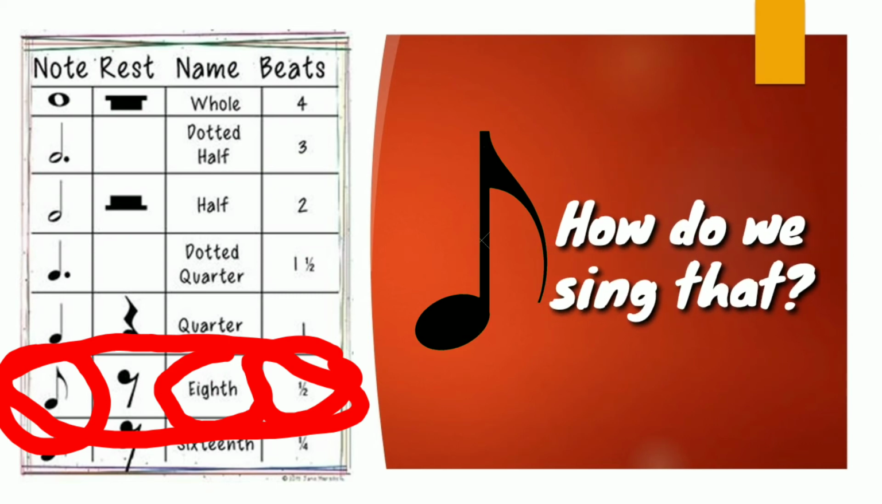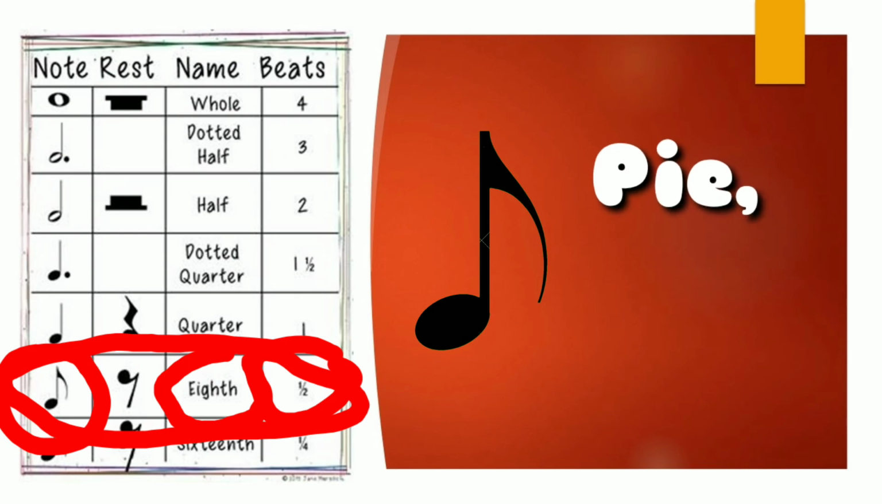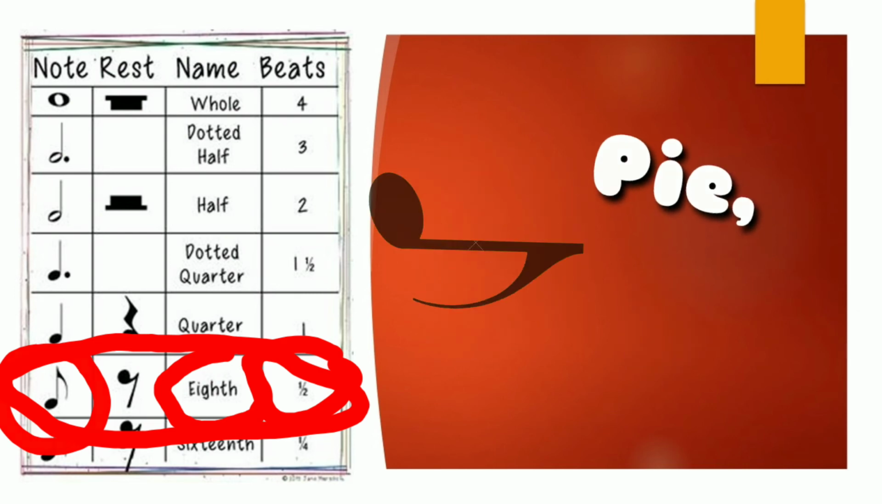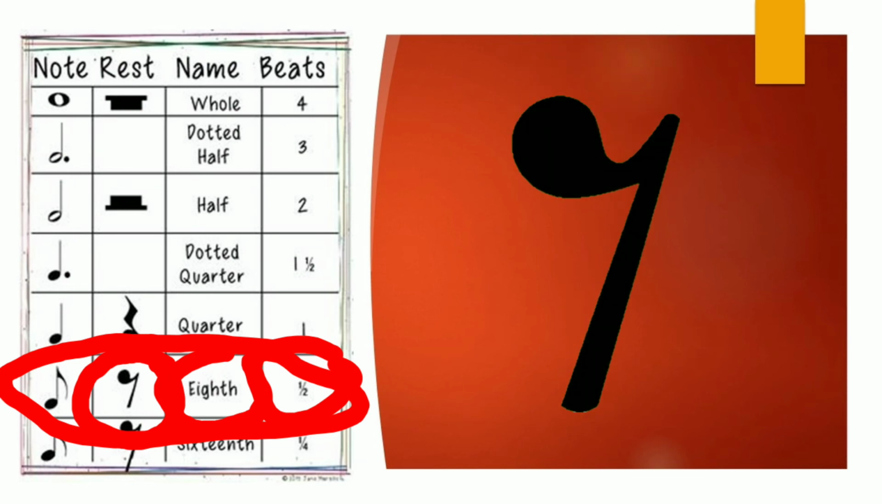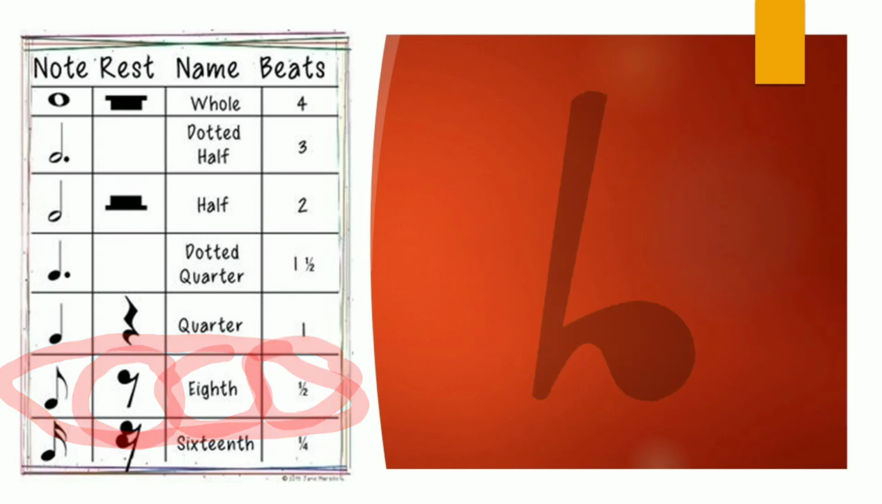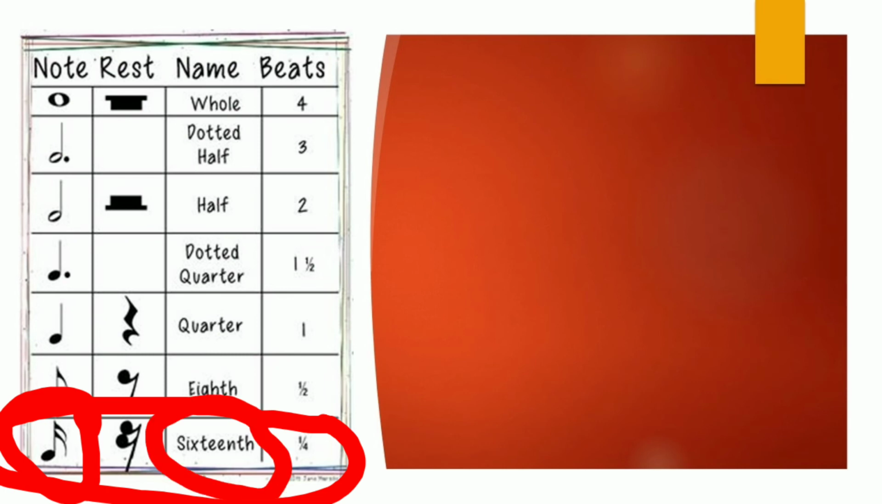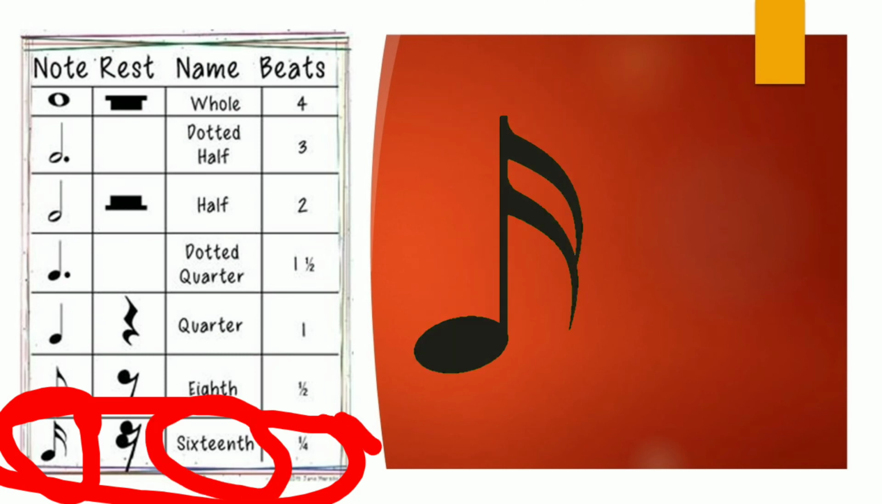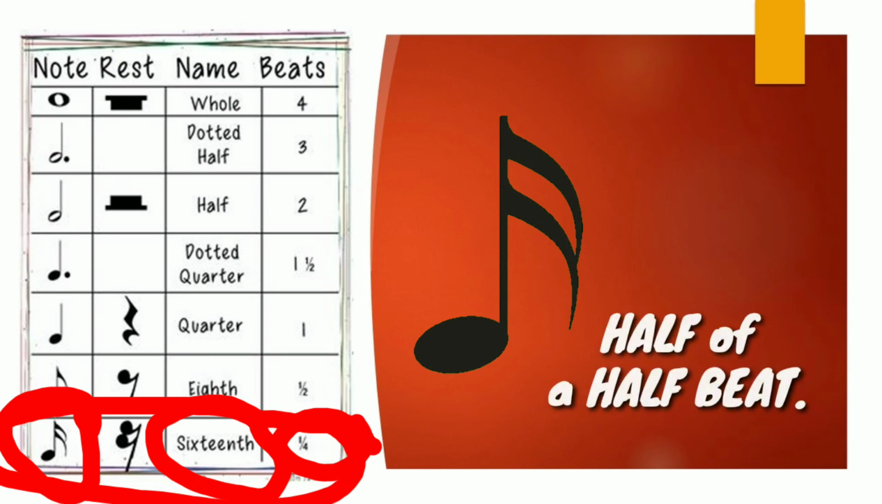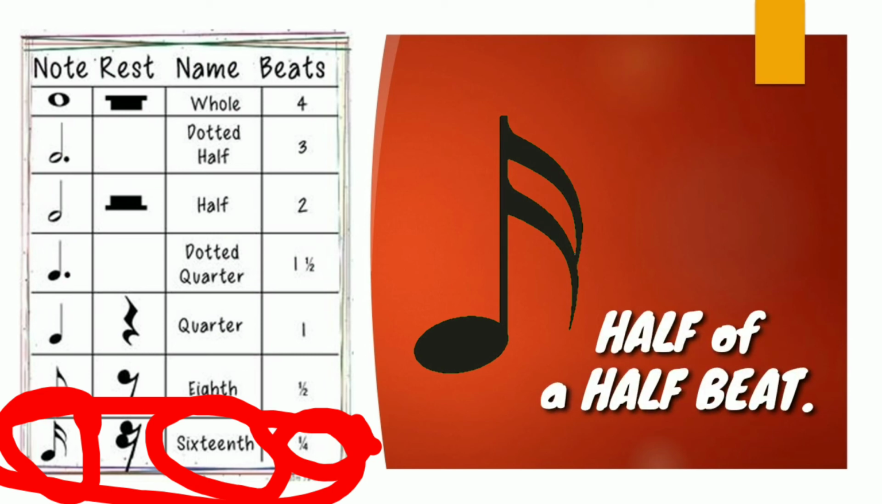And how do we sing that? It's like this. Pie. Meanwhile, the 8th rest means half beat of complete silence. And we are down to our last, which is this quarter note, which has two tails attached to it. This is the 16th note, and it receives 1/4 beat. That's half of a half beat.